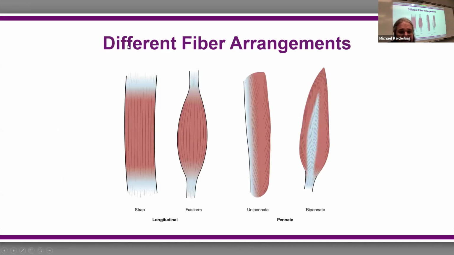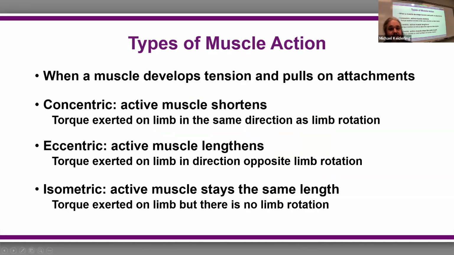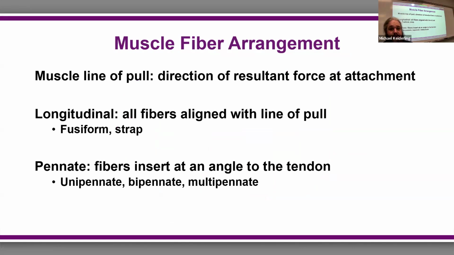So here's a strap muscle. It's just a long strap. Here's a fusiform where it bulges in the middle. You can have unipennate where they're at an angle, and bipennate. And there's sort of a trade-off between longitudinal and pennate muscles. Longitudinal muscles are where all the fibers are aligned.